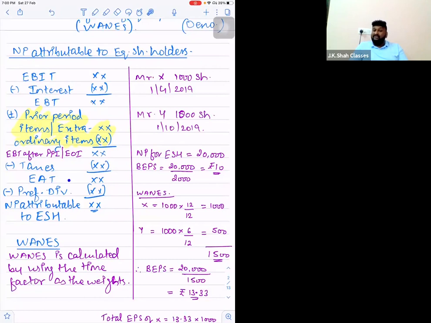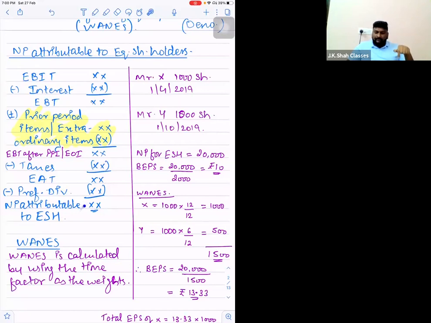EAT, earnings after tax. From the earnings after tax, now you will subtract the preference dividends, if payable. I might already be aware that the preference shareholders have a preferential right in payment of dividend. So first to them we will pay off their dividends.